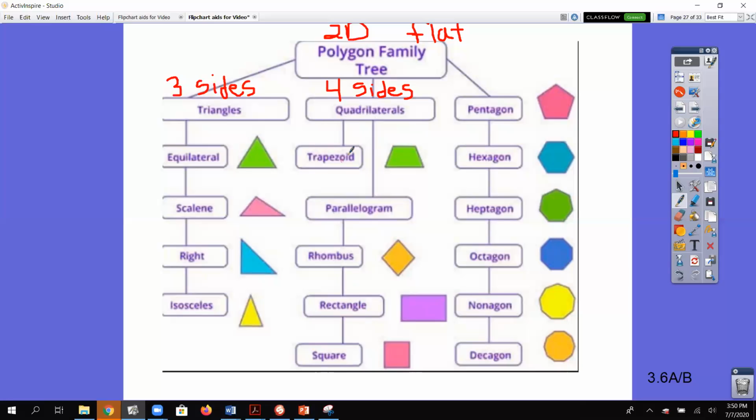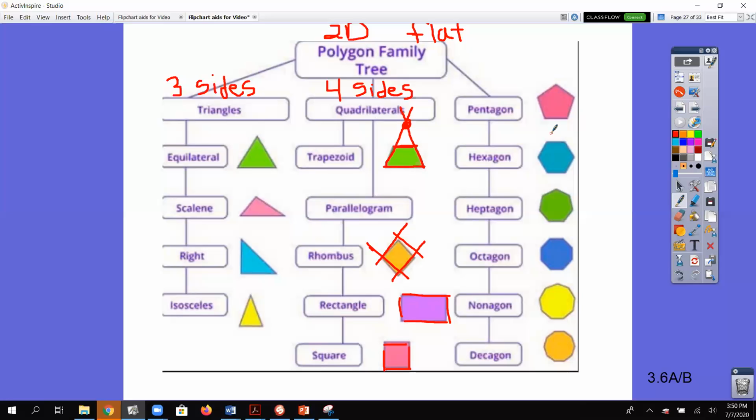The trapezoid is the only one here in this family tree that is not a parallelogram, and the reason is because it only has 1 pair of parallel lines. The trapezoid right here, these are parallel, but if you keep going with these 2 sides, they'll intersect right here. And the other ones will not. These are parallel to each other, and these are parallel to each other. Even if you keep going, they will not intersect each other.